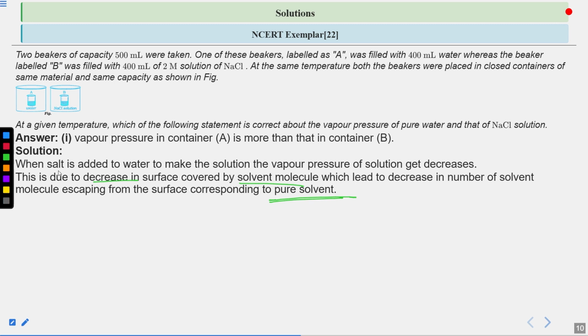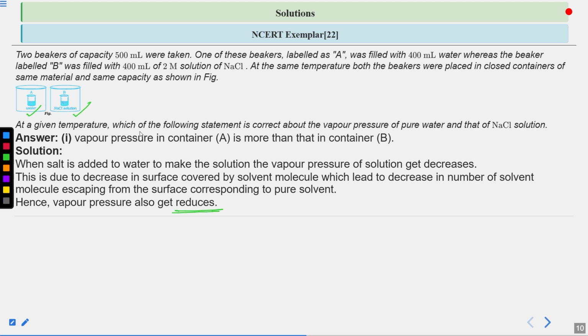When you add salt to water, it will decrease the vapor pressure of the solution, and the reason is that the number of solvent molecules decreases on adding the salt to the water solution, and that is why the vapor pressure is also reduced. So the NaCl solution vapor pressure will be lesser than the water vapor pressure, because the NaCl solution is a mixture of water and salt.